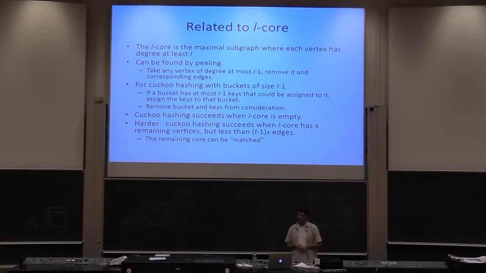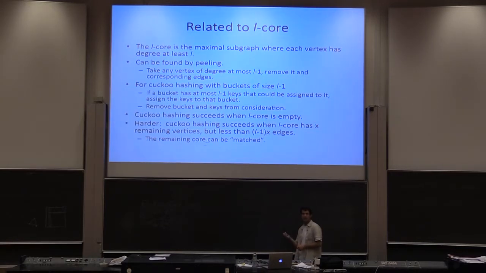This can be found by peeling, right? The idea is that if I see a vertex around that has degree at most L minus 1, I can just remove it and the corresponding edges. It's clearly not going to be part of the subgraph, so I can just take that out. And once I peel that out, I can keep going.